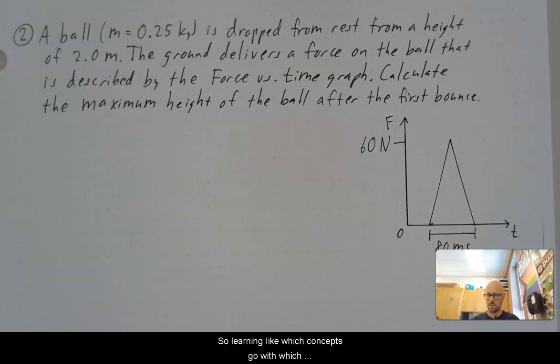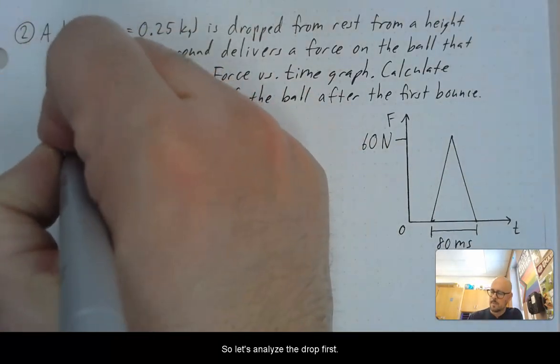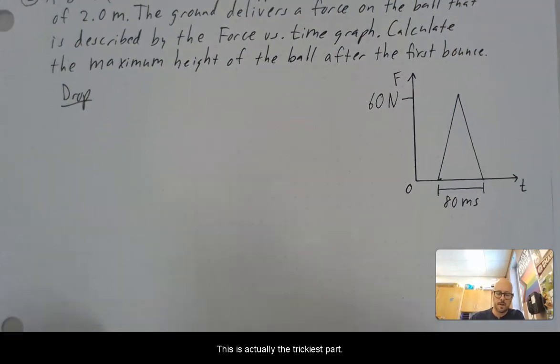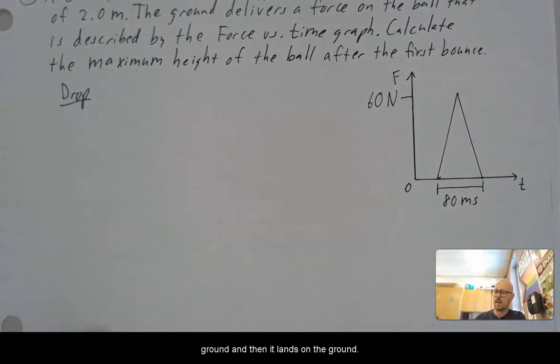So learning which concepts go with which scenarios is pretty important. So let's analyze the drop first. This is actually the trickiest part. Now, it starts 2 meters off the ground, and then it lands on the ground.